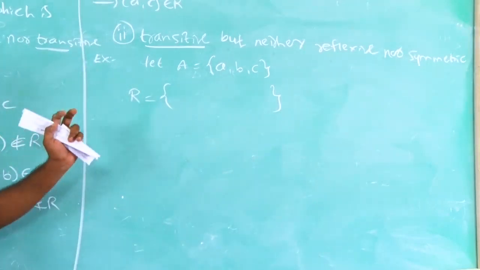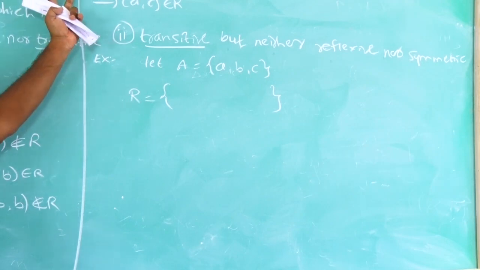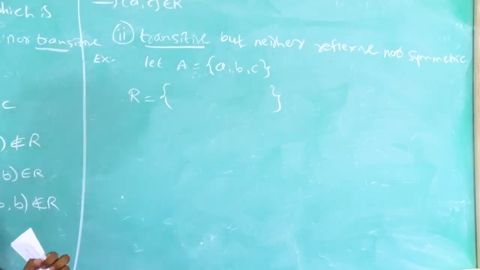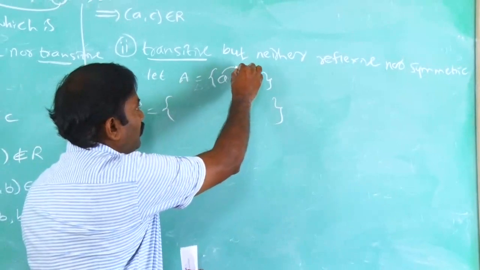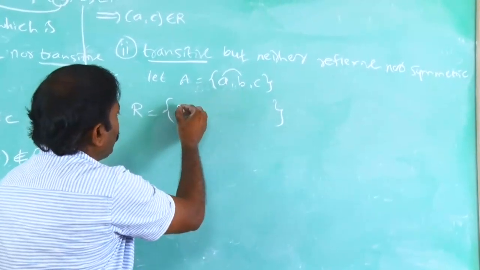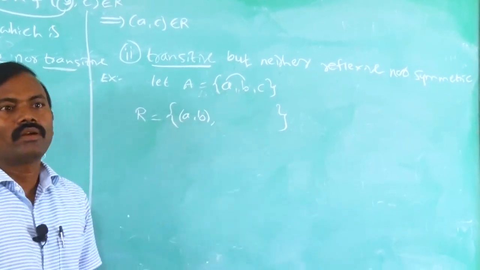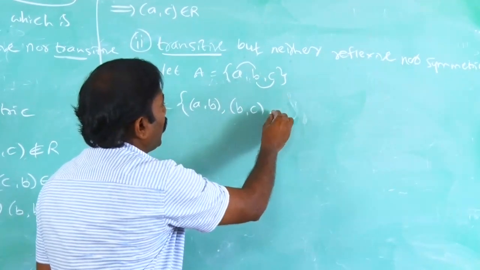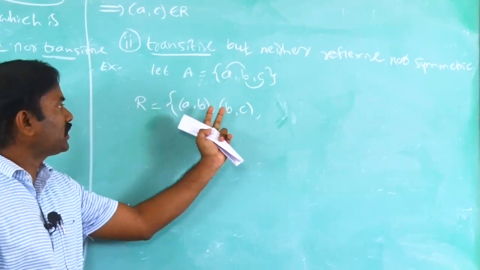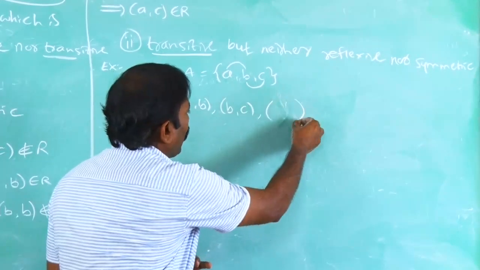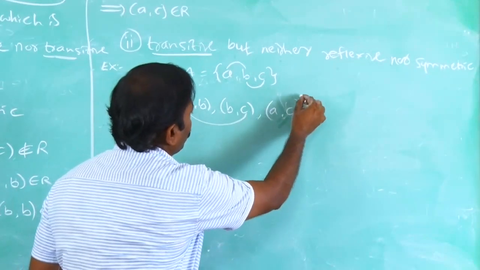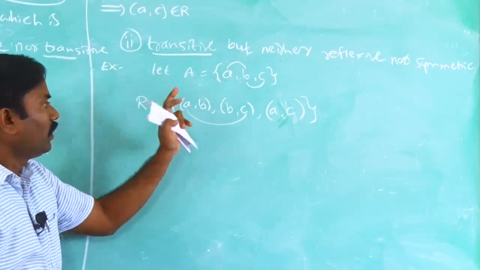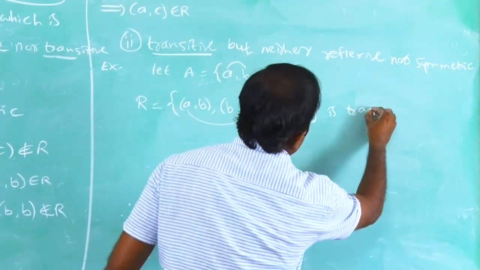What is the transitive condition? (a, b) belongs to R and (b, c) belongs to R implies that the ordered pair (a, c) belongs to R. This is the transitive condition. So first, using the first two elements, write one ordered pair: (a, b). Using the last two elements, write the ordered pair (b, c). So here (a, b) belongs to R, (b, c) belongs to R, implies that the ordered pair (a, c) belongs to R. So this relation is a transitive relation.